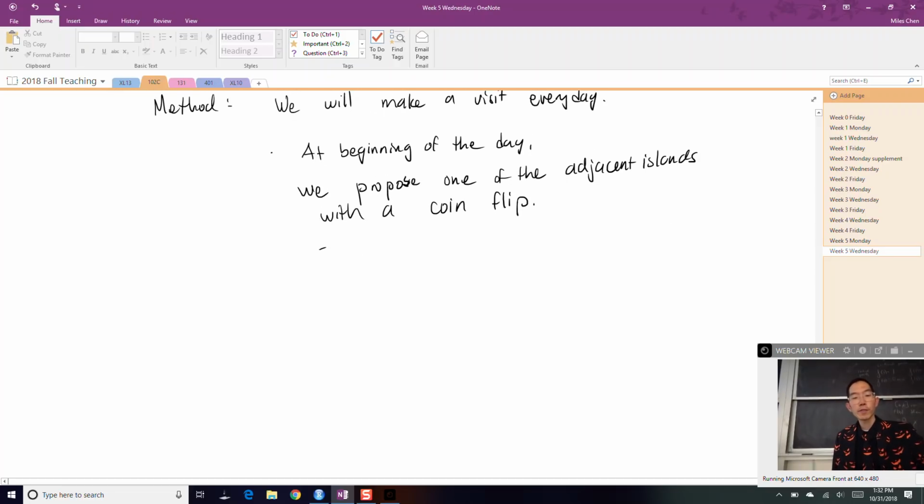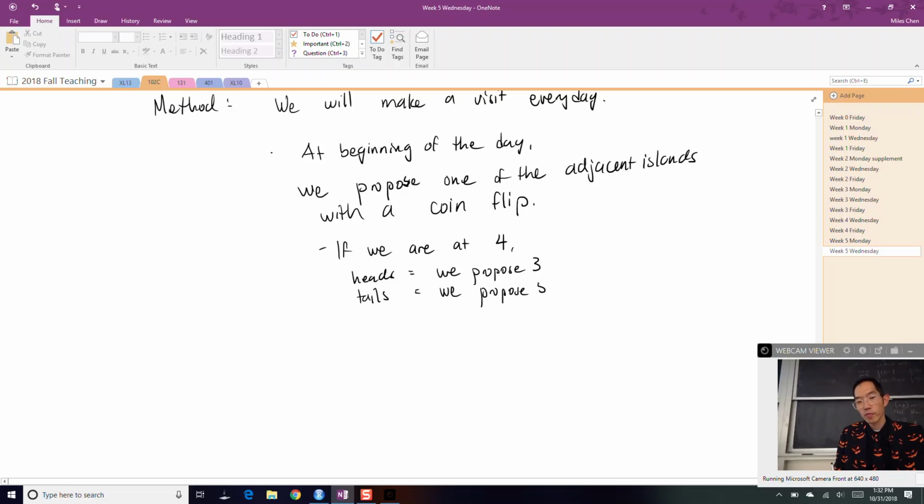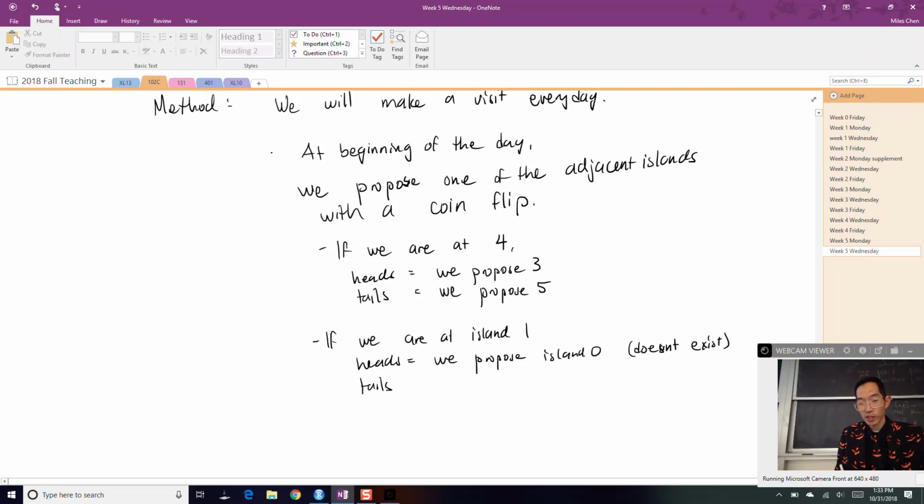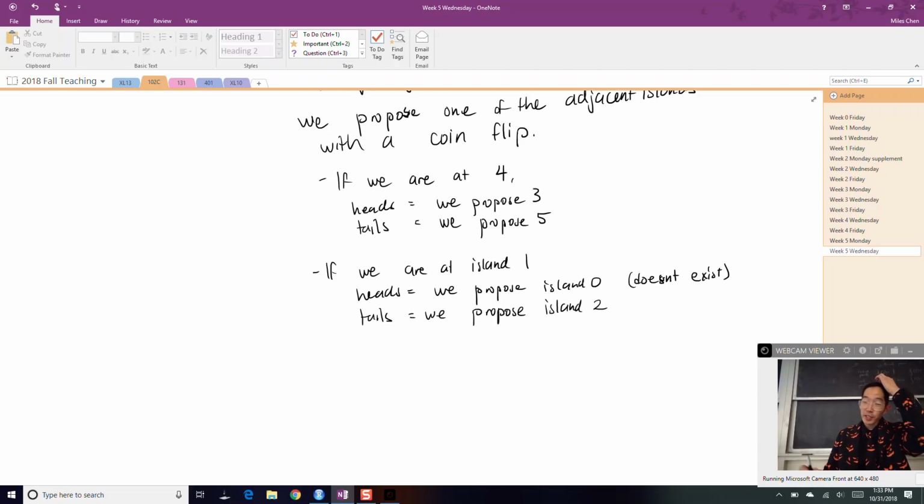So if we're currently at island 4, then heads, we propose 3, and tails means we propose 5. If we are at island 1, heads, we propose island 0, which doesn't exist, and tails, we propose island 2. So heads, you propose the island to your left; tails, you propose the island to your right. And you might propose islands that don't exist, which is fine.